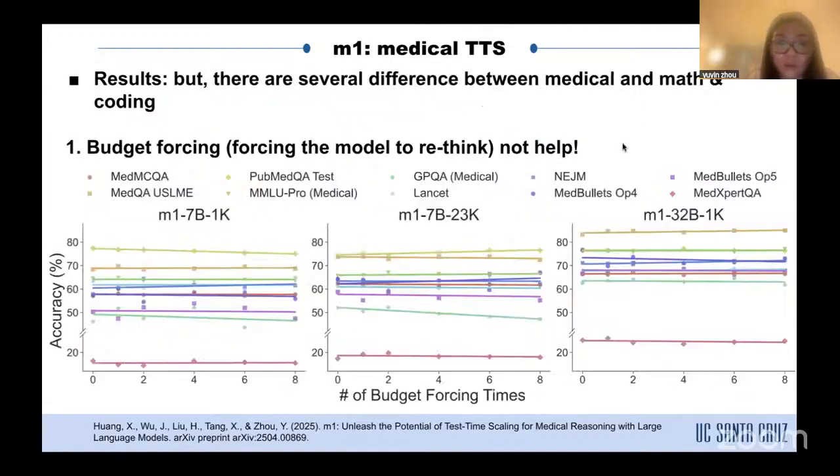However, we also found several key differences between the medical and the math and coding domains. For example, in the math and coding domain, as mentioned before, budget forcing, which adds additional thinking tokens like wait, for instance, to force the model to rethink, can largely improve performance at test time. However, in the medical domain here, what we have seen is that it does not really improve the reasoning quality. Actually, for some datasets or scenarios, it even lowers the performance.